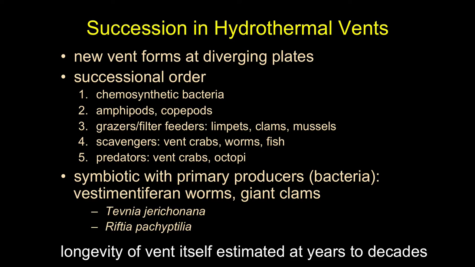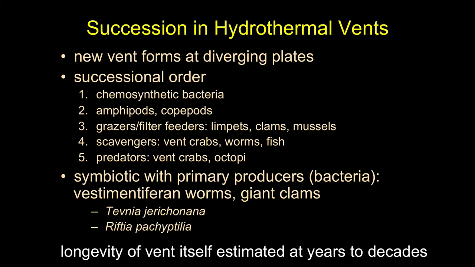Next, we have the grazing and filter feeding community come in. These would be things like snails, like limpets, clams, etc. And then once that community is starting to get abundant, then we have the scavengers that start to come in. Scavengers that eat all these different food items. Then we get predators that come in that'll eat those things and also some of the scavengers that have come in.